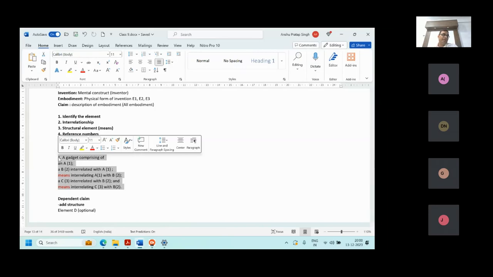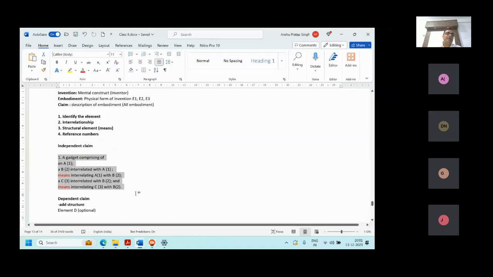Now, the second part is relative position. For example, element A is being disposed above element B. This is how it is written. There is no connection, but one is above, one is on the border. That can be defined, and that is also an interrelationship. Then comes setting forth how another element is connected to it. If a new means is there, then yes.